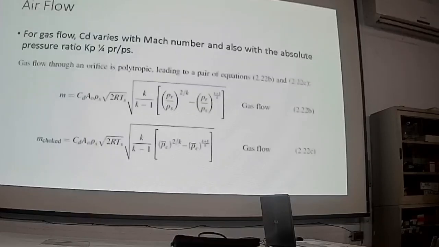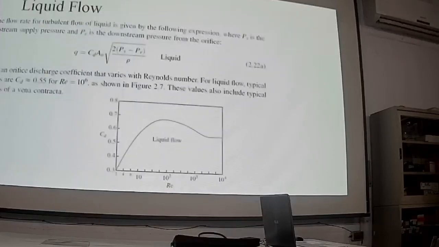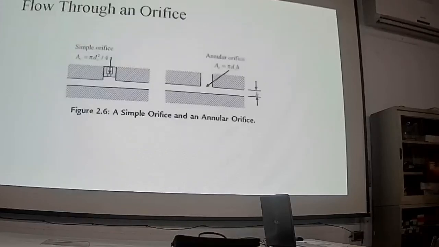But if you want to calculate the flow rate in the restrictor, you can use this formula. The A naught here, A naught is here. The D naught is the diameter. No, the area is the passage. Okay.